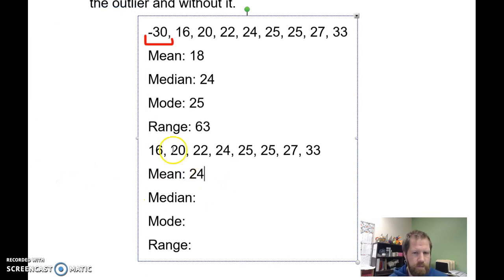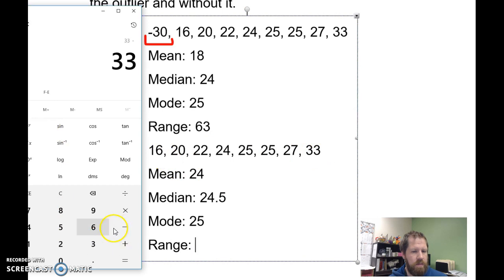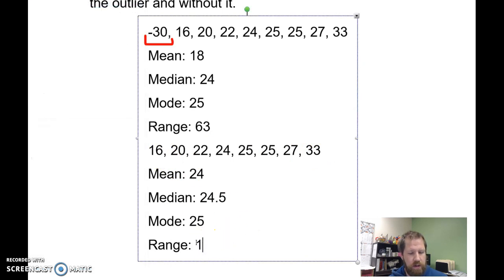My median is going to be 1, 2, 3, 4, 1, 2, 3, 4. So the mean of 24 and 25, which should be 24.5. My mode is still going to be 25. And my range now is going to be 33 minus 16, or 17.